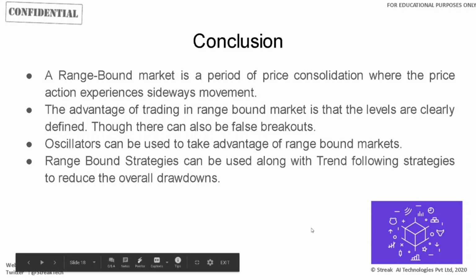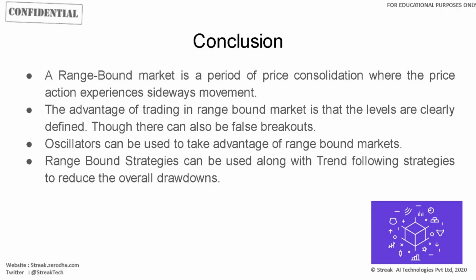We saw examples of many oscillators that we use today, such as the RSI, MFI, and the stochastic. These indicators work excellently in range-bound markets. We can also use range-bound strategies to reduce our overall drawdown. If we have range-bound strategies ready, then we can cover up the losses that were incurred by a trend following system. Because when the market trades sideways, these are the strategies that are going to provide you with profit.